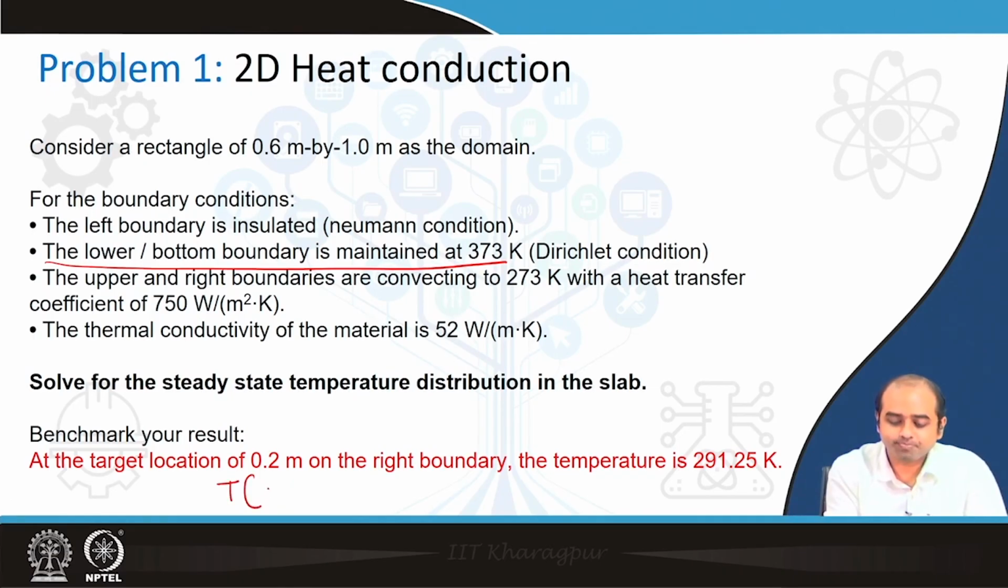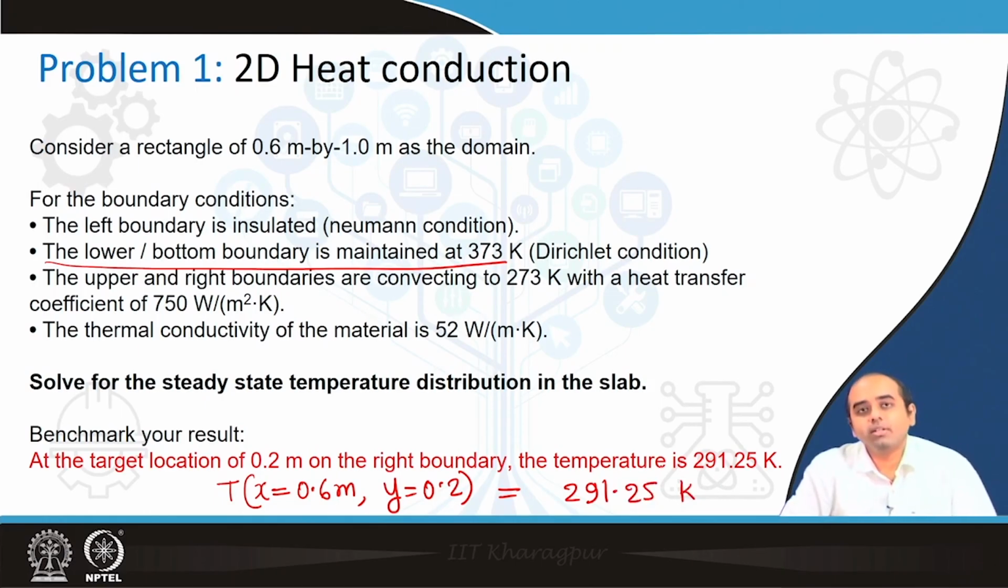T at x equal to the right boundary, so that is 0.6 meter, and y equal to 0.2 meter, that is the right wall. This temperature, let us see how much we get from the computation using COMSOL Multiphysics. So, let me move into the COMSOL Multiphysics platform.